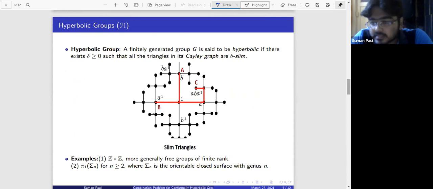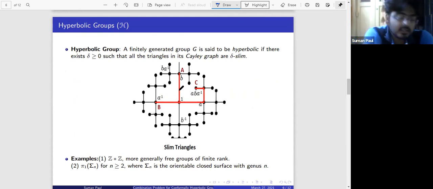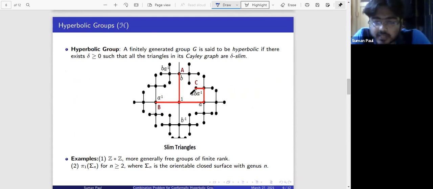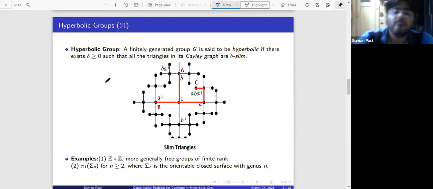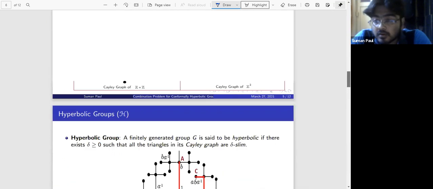And as we have seen earlier, take the Cayley graph of Z star Z. This is a tree, and a tree is a zero-hyperbolic metric space. That's why Z star Z is a hyperbolic group. More generally, free groups of finite rank are hyperbolic groups.